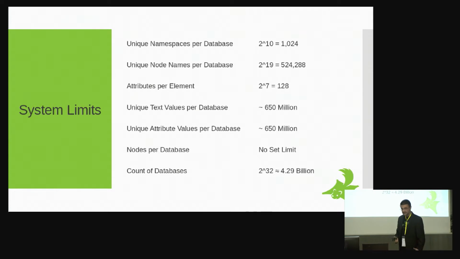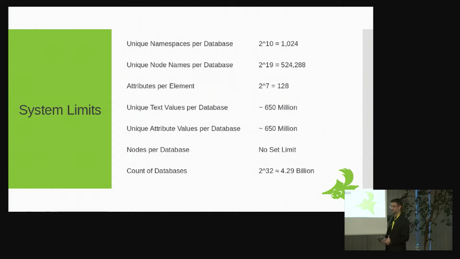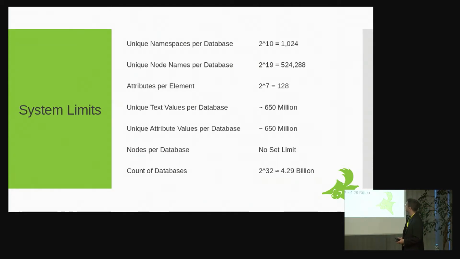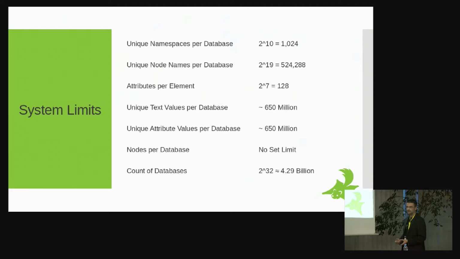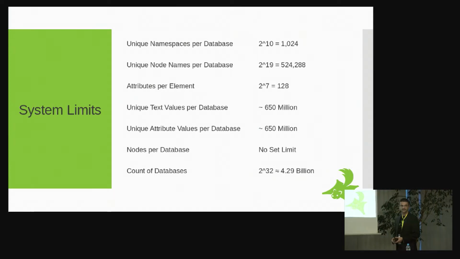So here's a few limits, because there's always limitations when you shred data like this or bit pack anything. You have to say, okay, how many things should I be able to address? So namespaces in one database, 1024. I think that's a pretty good limit. I mean, maybe someone has a use case where that doesn't fit. I don't know. Node names in the database, 500,000. It's also prefix, local name combinations. Should be okay. 128 elements or attributes per element. Also, I don't know, maybe that doesn't fit in some use cases, but I just kind of decided 7 bits was enough.